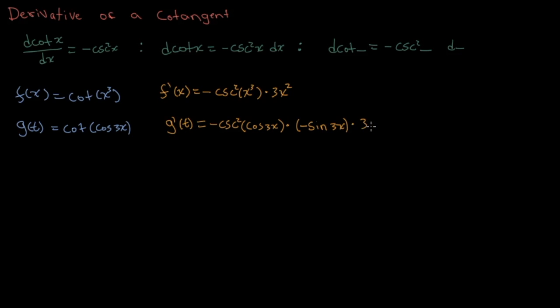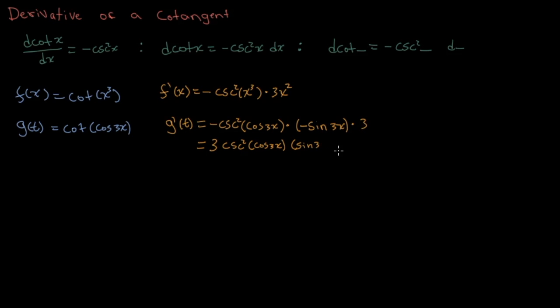To simplify this, the two negative signs cancel out, so it's a positive. Then I'll bring the 3 out front to make it look a little bit prettier. We'll get 3 times cosecant squared of cos 3x times sine 3x. All right, and there you have it. So there is the answer.